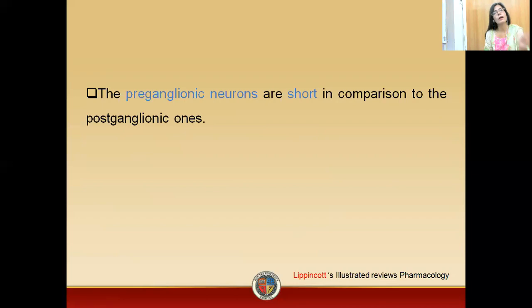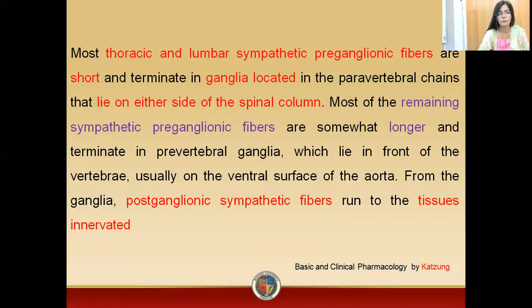So now I have moved towards the postganglionic. So definitely this ganglia is close to the spinal cord. Now the nerves which are innervating from this ganglia, that is the postganglionic neurons whose cell bodies are in the ganglia, will originate from this ganglia and will innervate the effector organs which are far away.